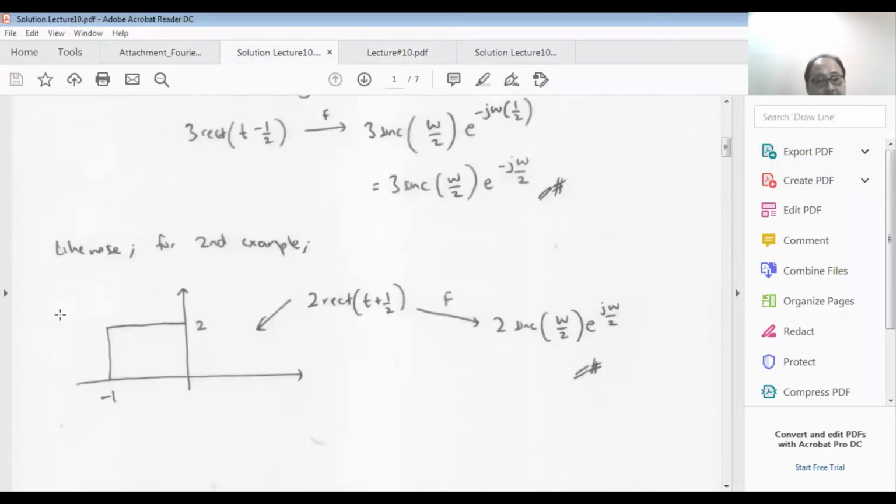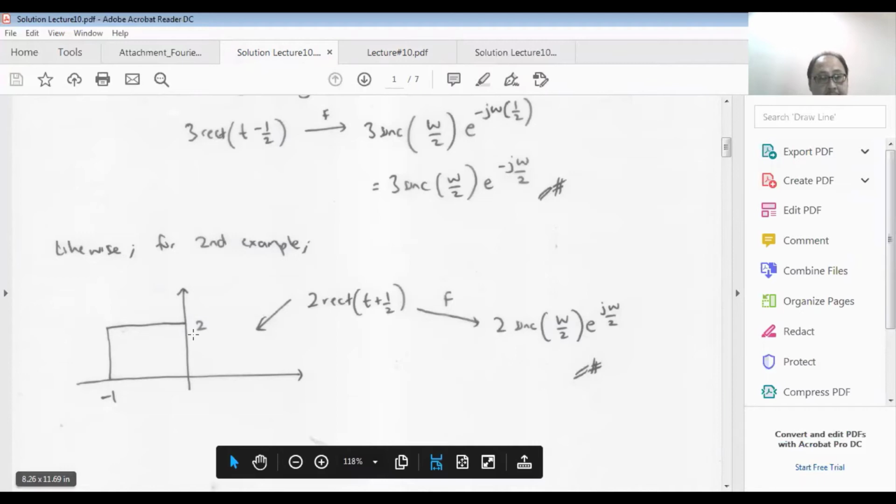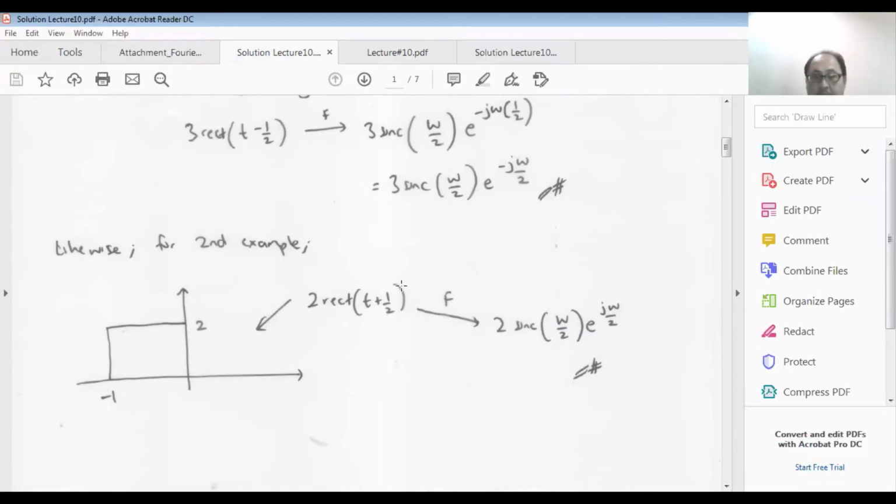Basically, in the time domain, the signal can be written mathematically like this: 2 rect(t plus half). I hope that you understand how we managed to get this. Based on that, we can simply say that the Fourier transform for this signal will be 2, because of the linearity property, we still have 2 here, sinc of omega divided by 2, and because we have a time shifting by half, we have multiplication with exponential of positive j omega divided by 2.